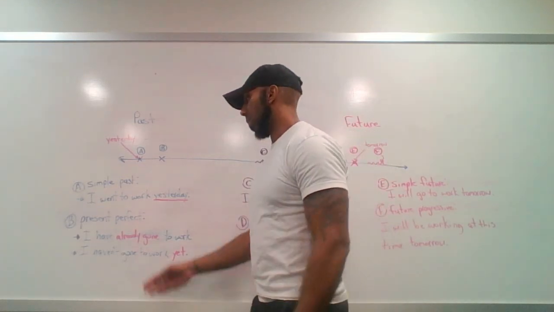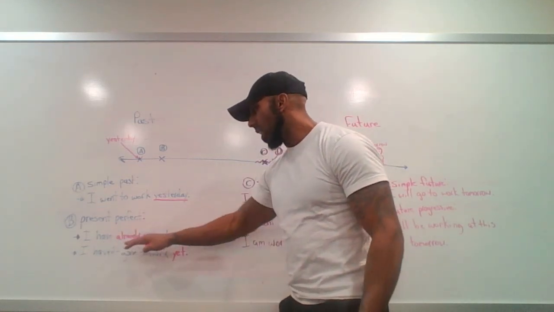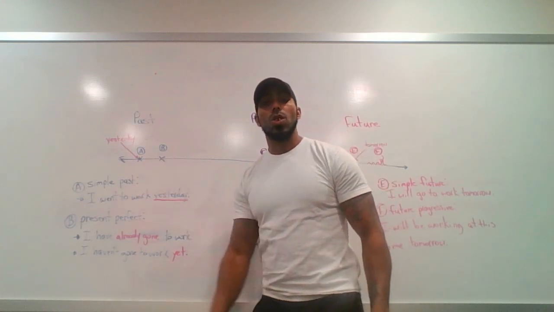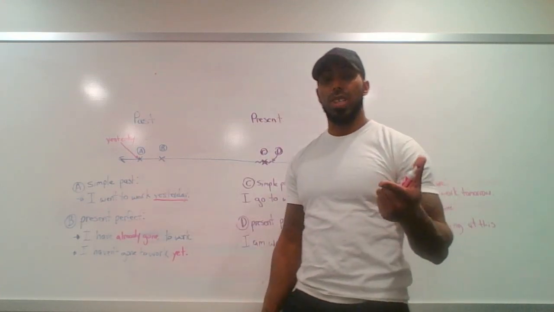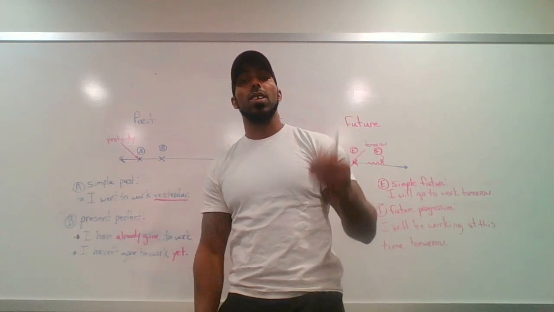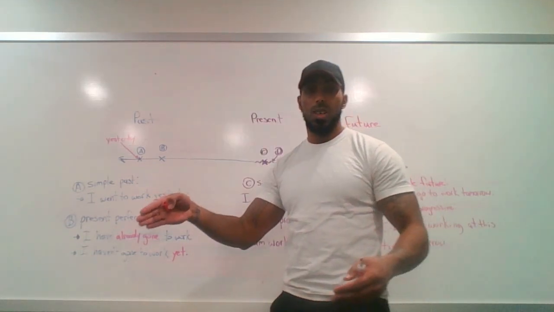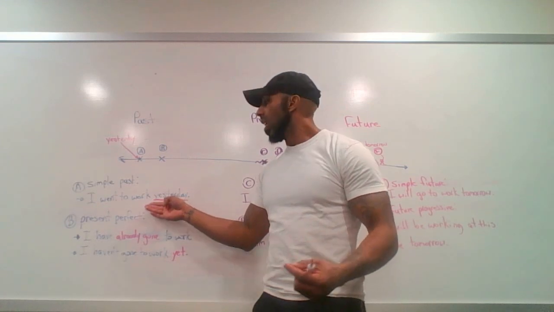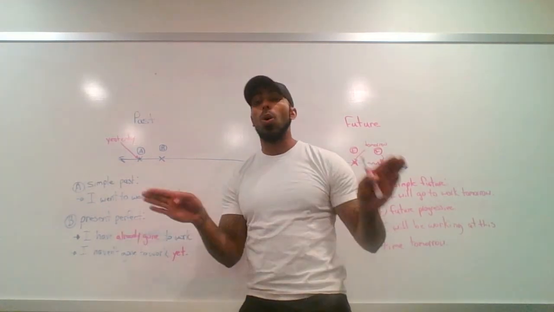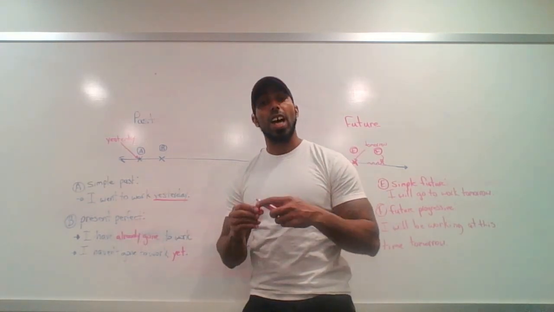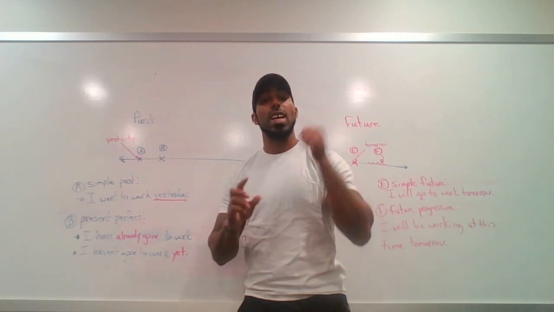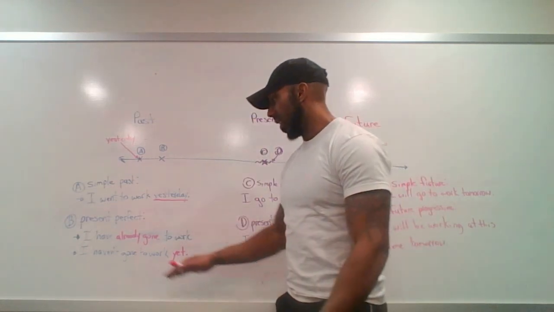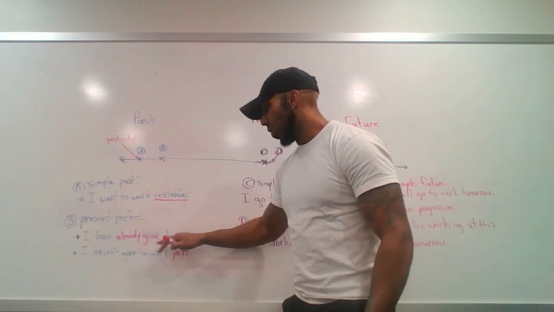Now let me read the example. It is, I have already gone to work. Okay, that's happening here. Now, when you use past tense and present perfect tense, you're talking about something that has already happened. Simple past tense, you need a time when it happened. Present perfect tense, you don't have a time, but the action has already happened. But you don't know exactly when. That's why we have I have already gone to work.